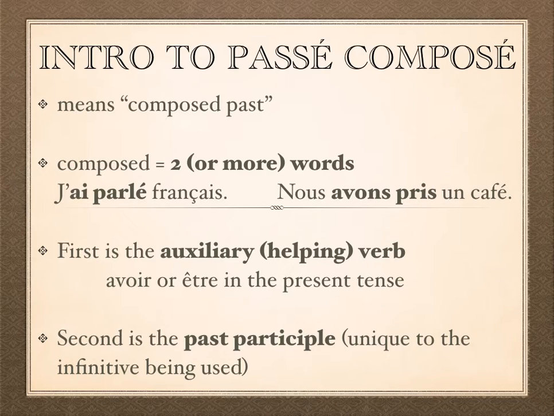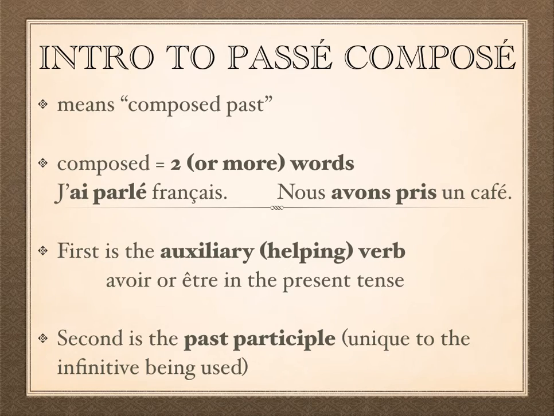Same thing in our second sentence. So, nous avons pris un café. So, we had a coffee. If I tell you, hey, what's the verb of this sentence? You're going to tell me avons pris. Both words go together to form the passé composé.